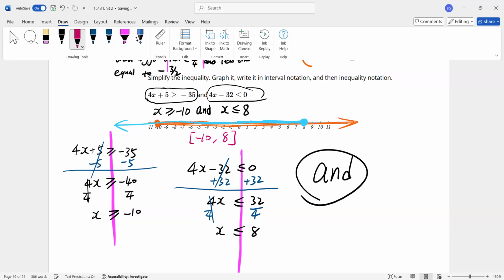Okay, now I'm going to modify the problem. We're done with this problem. But what if you do not have AND? It says OR in the middle. What's your solution set? What's your answer? OR means inclusive or. I don't know if you have learned anything in logic.